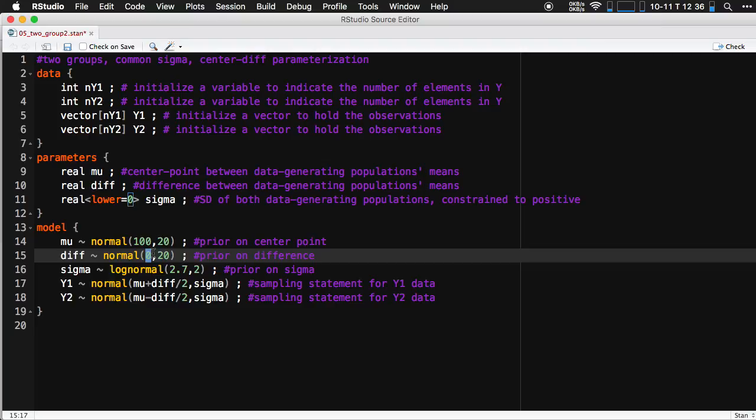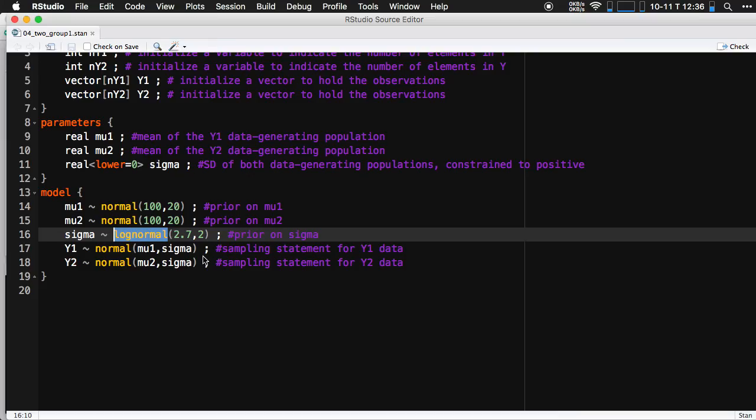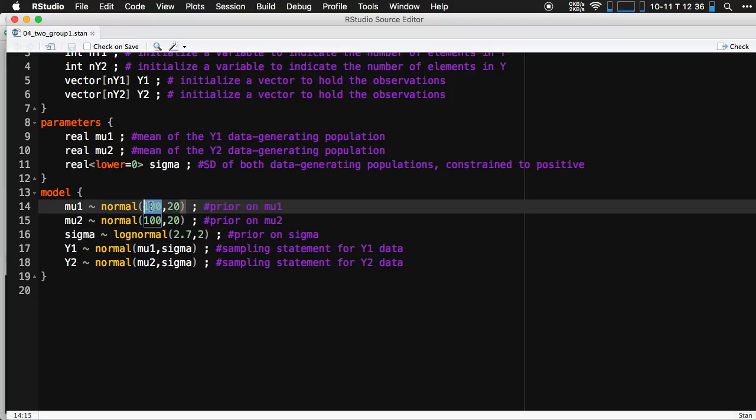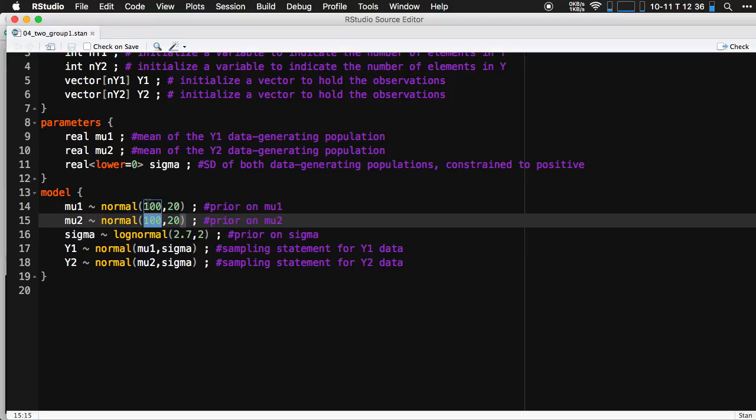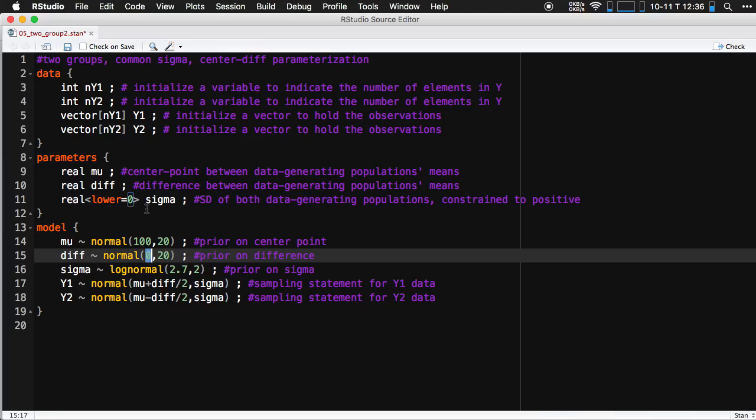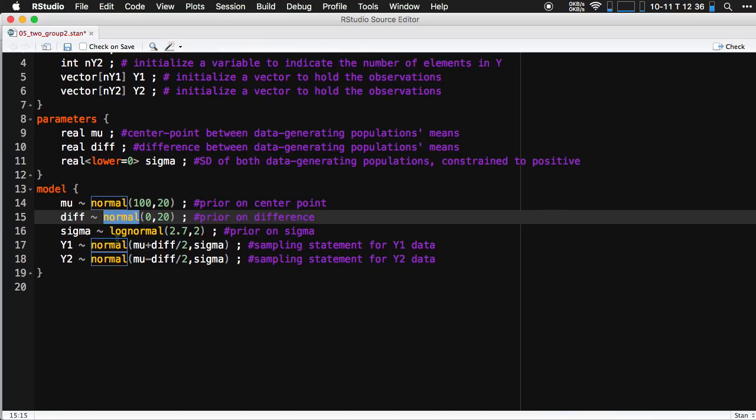Whereas before, the model had two mu's, mu1 and mu2, and we had them both with a prior centered on 100. And that established what would be called an implicit prior of a difference of 0. Now we're being explicit. Now we can be explicit about that difference between the two groups being 0, and we can actually choose whatever prior for that difference we want.